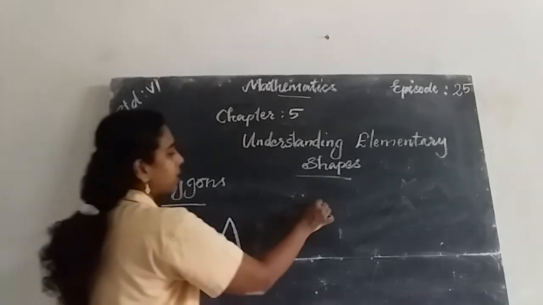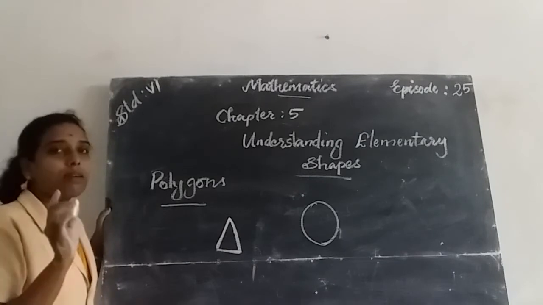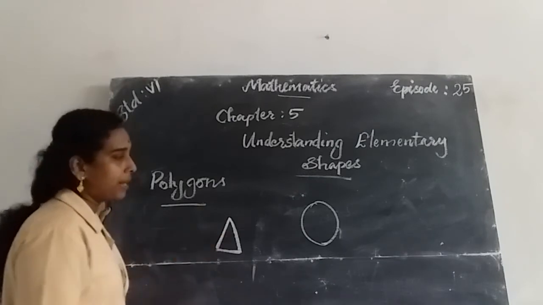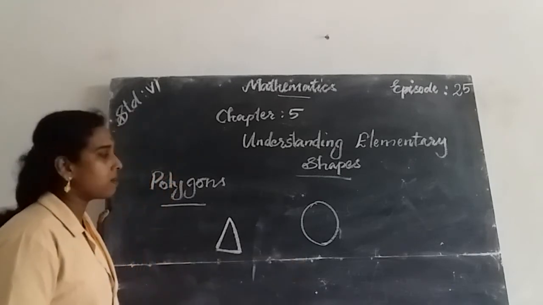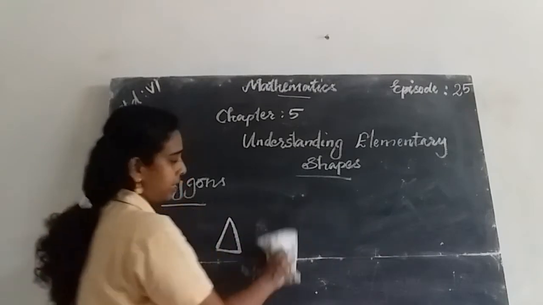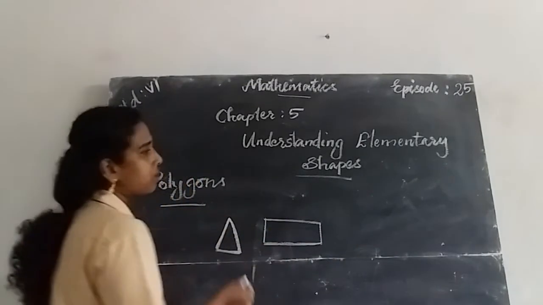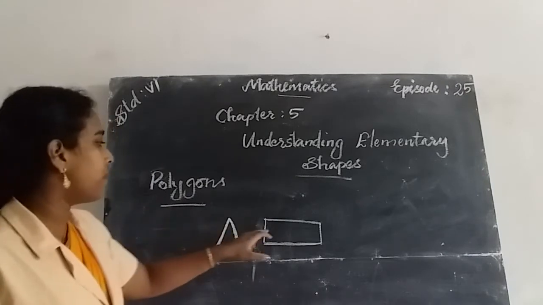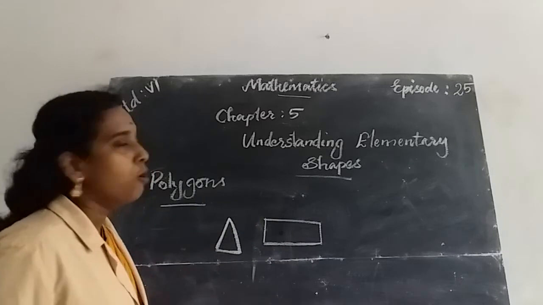Is a circle a polygon or not? A circle is not a polygon because it is not made up of line segments. It is a closed figure, but it is not made entirely of line segments. A rectangle, square, etc. are made entirely of line segments and are closed figures, so they are polygons.